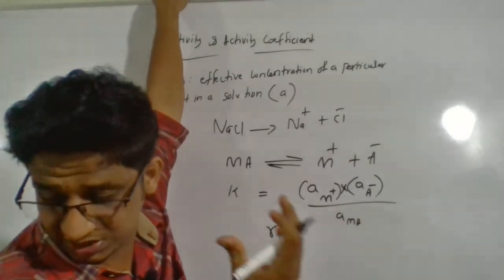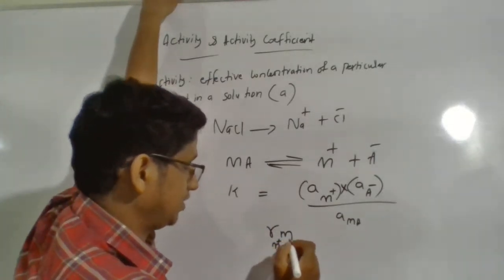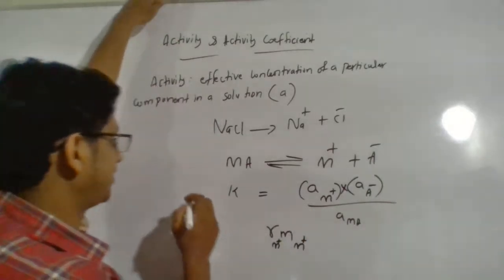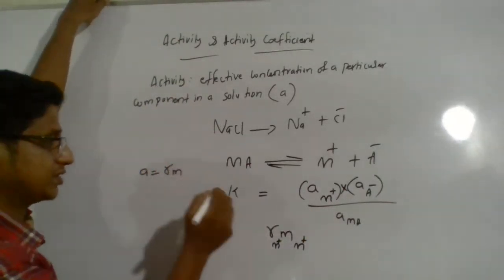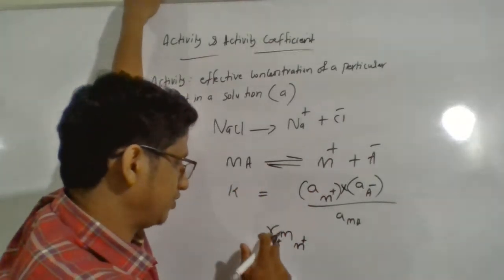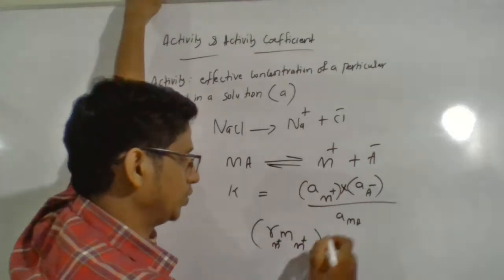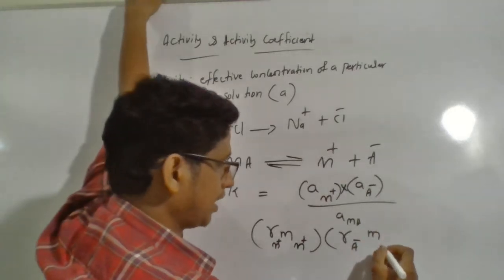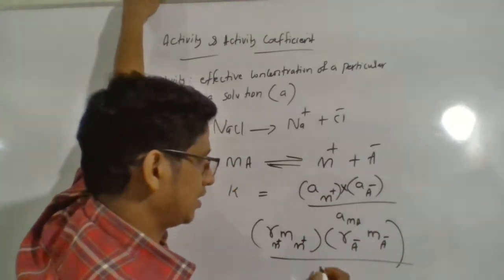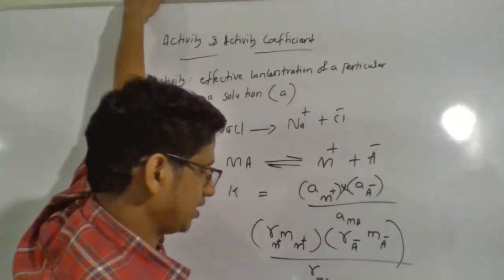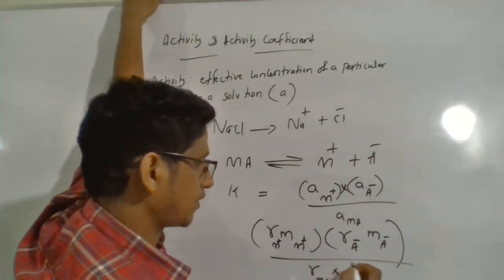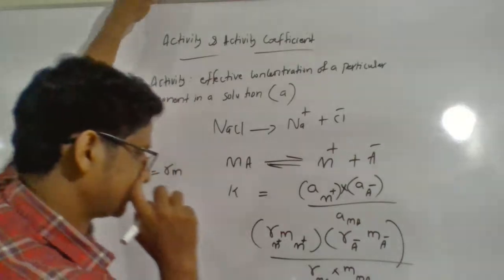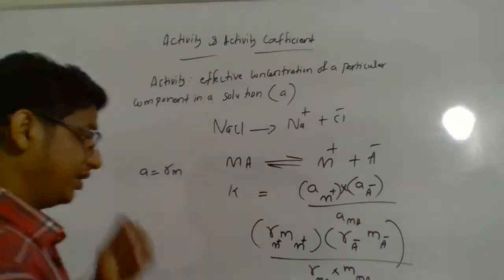So for a cation we can use gamma plus into m plus. So a is equal to gamma m, right? Instead of a, for a cation we use gamma plus m plus, into gamma a minus, a minus, divided by, instead of a, gamma Ma into Ma, the molality of Ma.